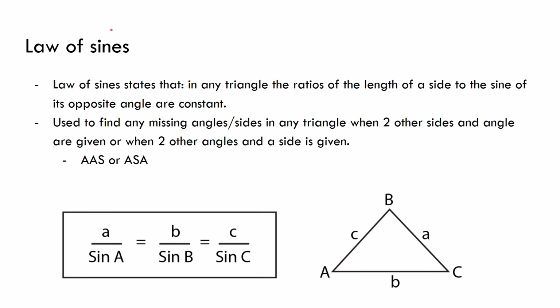So the law of sines states that in any triangle, the ratios of the length of a side to the sine of the opposite angle are constant. This law of sines can be used to find any missing angles or sides in a triangle when 2 sides and an angle are given, or when 2 angles and a side are given. So when you're given angle, angle, side, or angle, side, angle, and it has to be in that orientation of a triangle, you can use it to find any missing angles or side lengths. So the law of sines is just a over the sine of A equal to b over the sine of B, and then c over the sine of C.